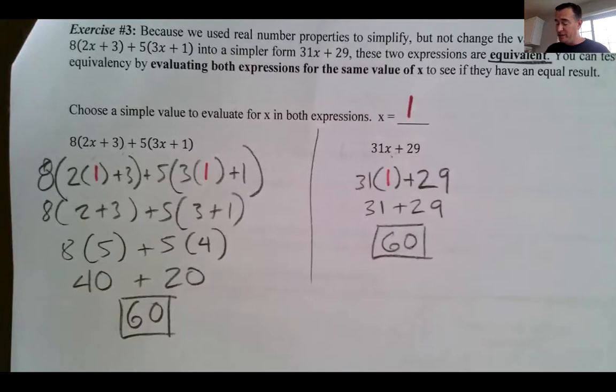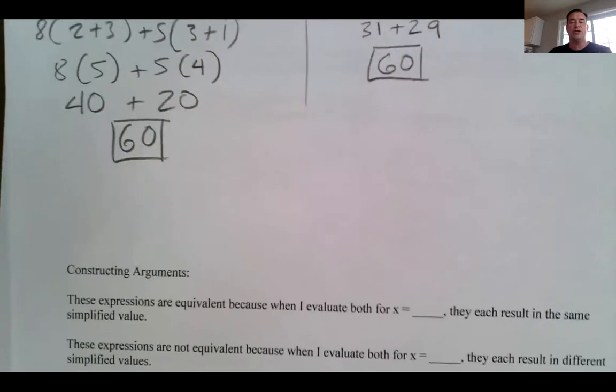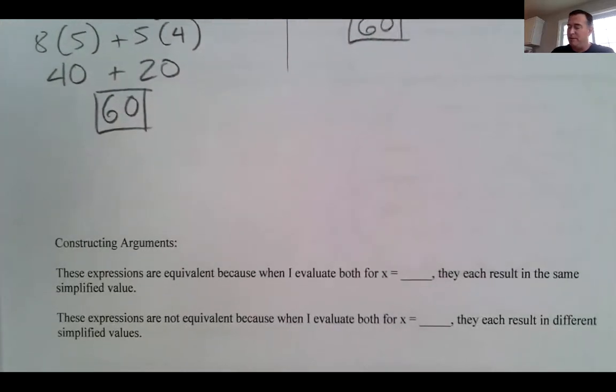Now, if I look at this, I want you to look all the way at the bottom, because what we have here are 2 ways that you could write a constructing argument statement about this. In other words, how would you state that these 2 are equivalent?